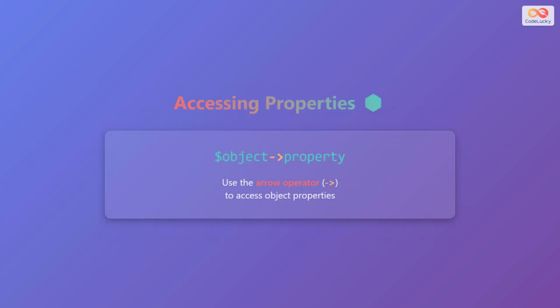To access the properties of an object, you use the arrow operator, which is a minus sign followed by a greater than sign. The basic syntax is $object->property. This operator allows you to both read and modify the properties of an object. It's a fundamental tool for working with objects in PHP.